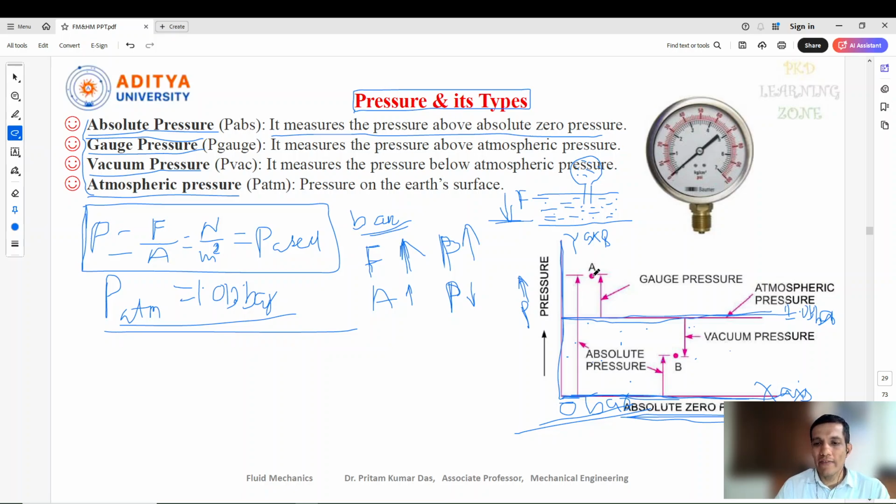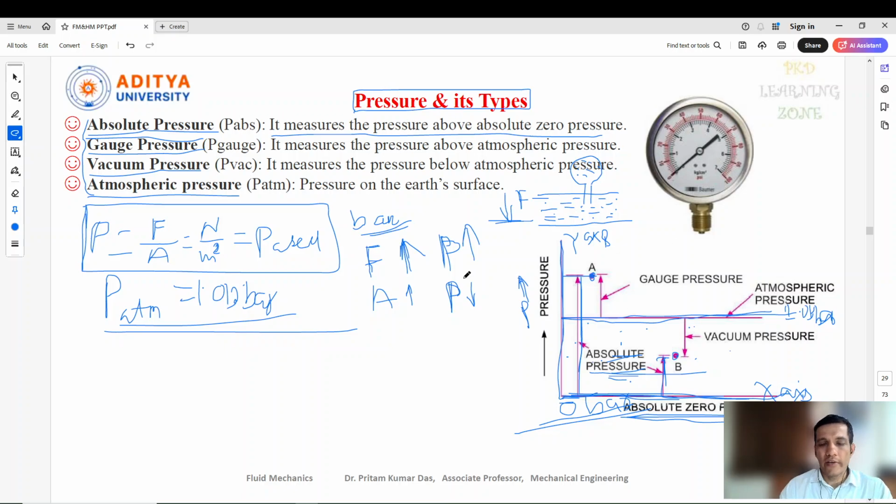Here I have taken two points, point A and point B. Now if I want to measure the pressure at point A and point B from this absolute zero pressure, that will give us an absolute pressure value. From here to here, if you measure, that value will give you the absolute pressure. Similarly, for point B, if you measure from this baseline, that will give you the absolute pressure.